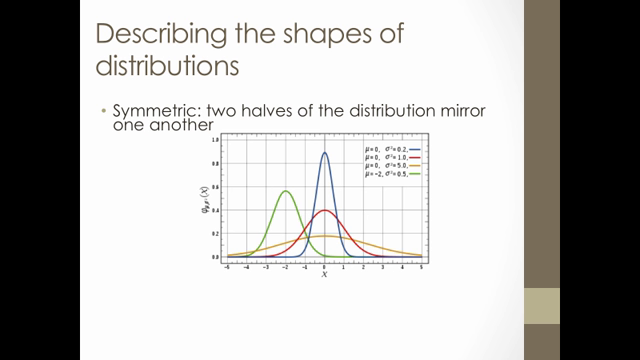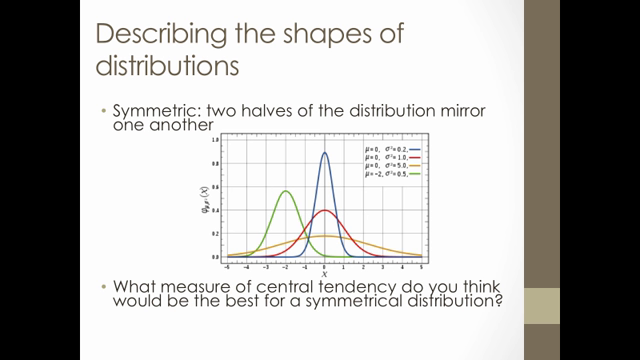So the variation is different, but the measures of central tendency are all the same, right? So the mean and the median and the mode are all the same. So when your data take the distribution that is symmetric in shape, you would probably best use the mean to describe it. The mean is the same as the median, is the same as the mode, so you can just use the mean in this kind of case.